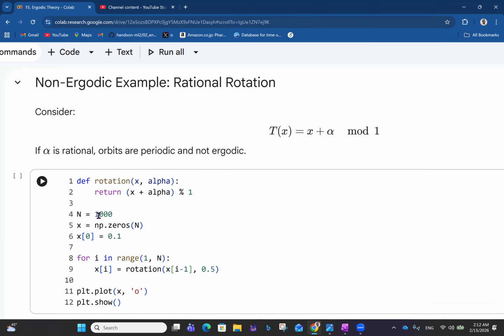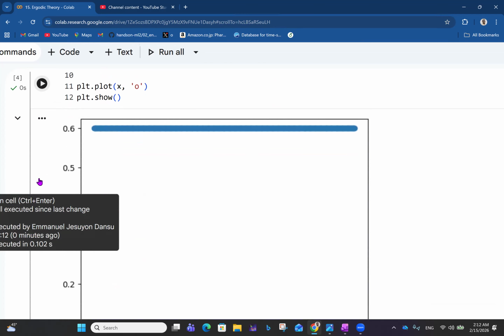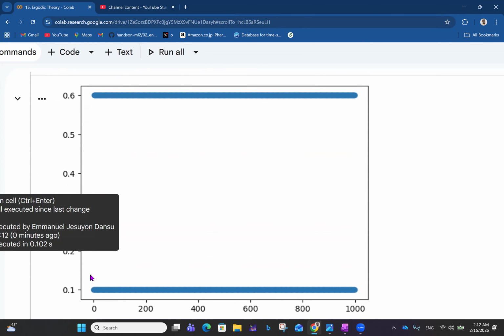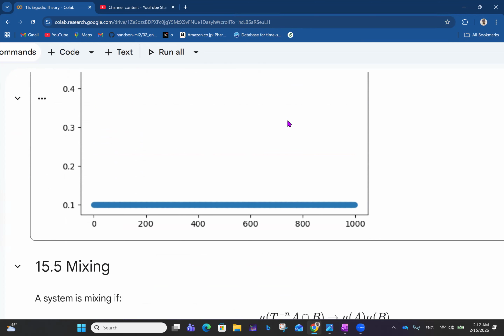Okay, so n, we have 1,000 iterations. We have the initial value, of course, to be 0.1, and then for i in range 1 to n, we have x over i rotation. So we run it over all of that, and then we have this whole thing. So we have this now. See just what happens. We have 0.1 and 0.6 up there.